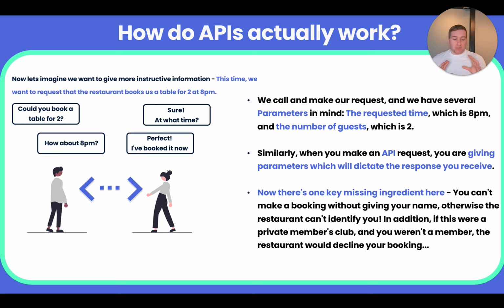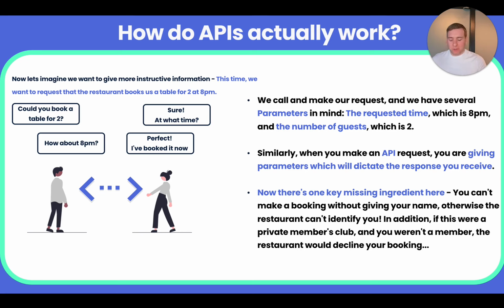And so there's one key thing to keep in mind here. We've sent 2 pretty clear parameters over: number of guests, booking time. But if you think about an actual phone call, you can't really make a booking without giving your name, because otherwise the restaurant doesn't know who you are. So for example, if you turn up and you've not made a booking and you say, oh, hi, I'm here, I'm Mr.